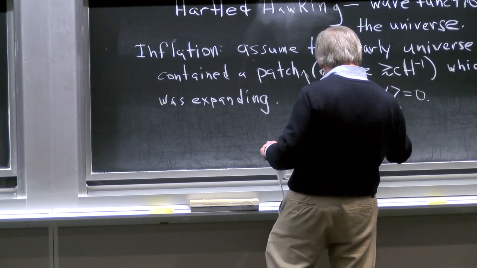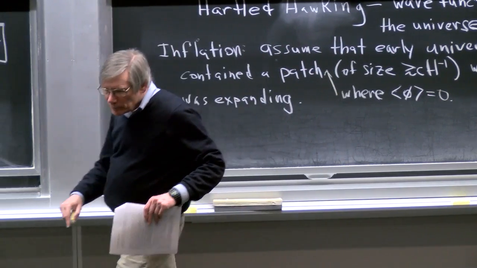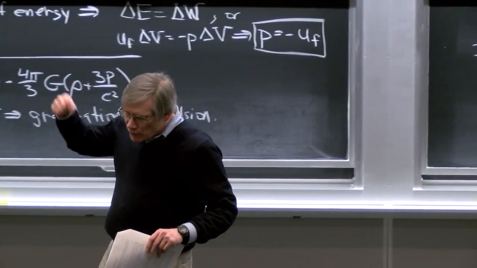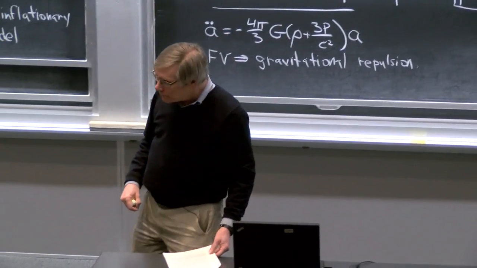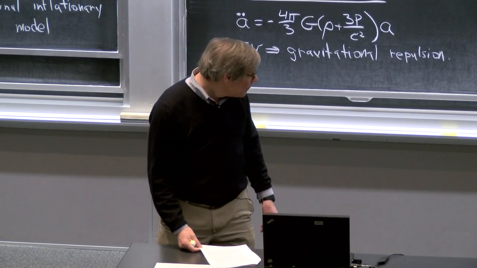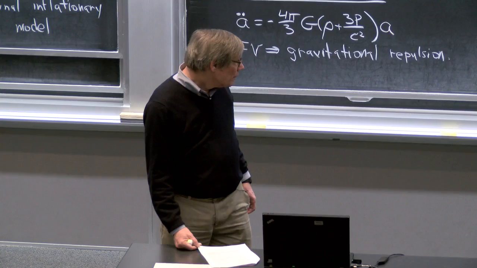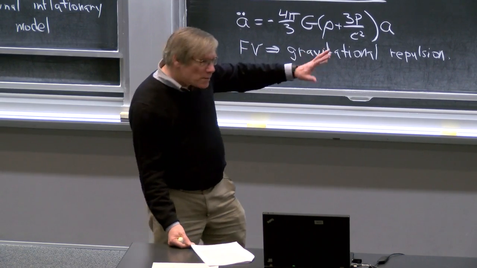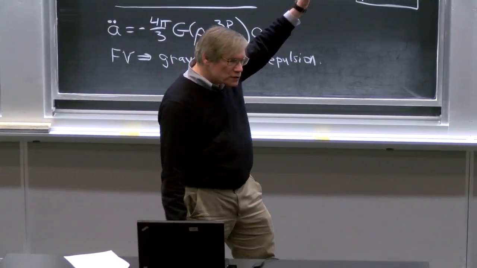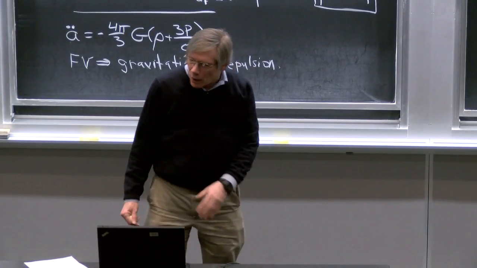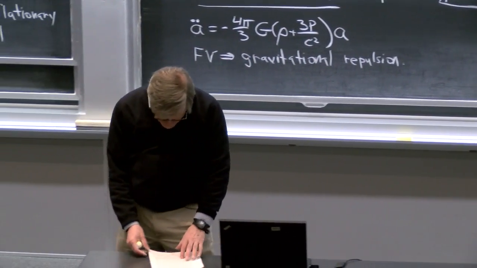It is a patch where the average value of phi is about 0. And by average, I mean averaging over rapid fluctuations, if there are any. And if one has this, no matter where one got it from, inflation will begin. And once inflation begins, it doesn't matter much how it begins.